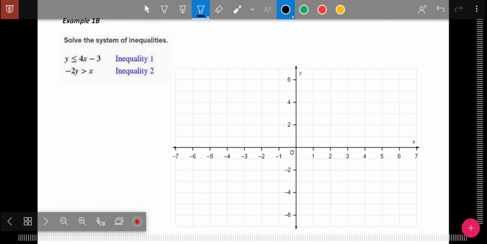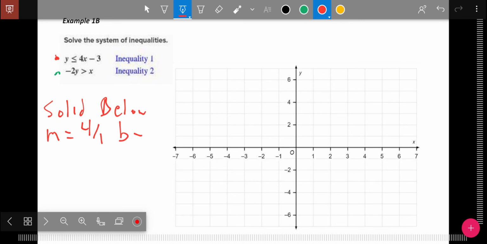Let's look at another one. Again, I'm going to do the top one in red. I'll do the second one in green. And so the first one in red here, I know it's a solid line. And I know you shade below. It's got the or equal to, and it's y less than. The m, it's 4x, so it's 4 over 1. And the b is negative 3.